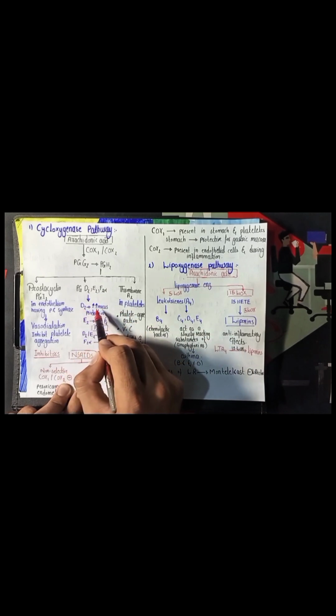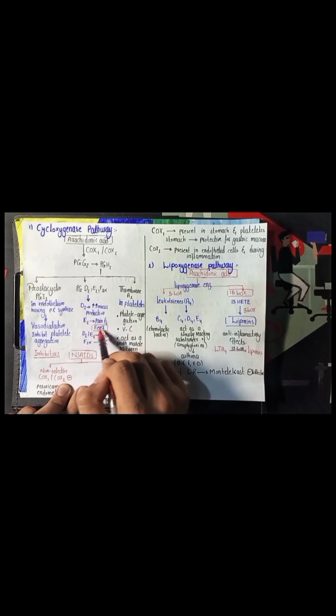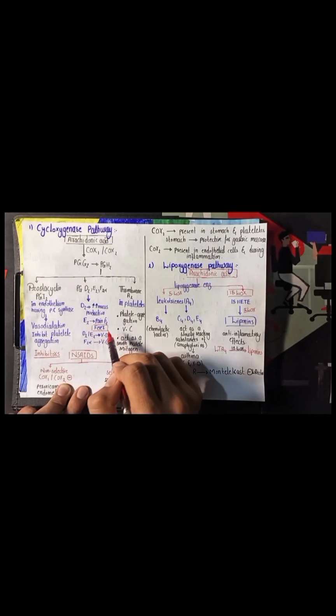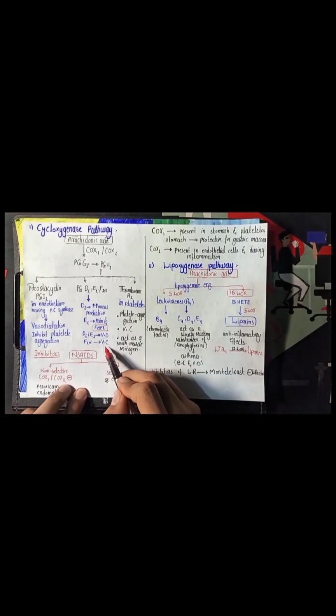The prostaglandin D2 increases mucus production, whereas prostaglandin E2, which is an important one, causes fever. Similarly, it also causes pain. Both D2 and E2 cause vasodilation, but prostaglandin F2 causes vasoconstriction of the blood vessel.